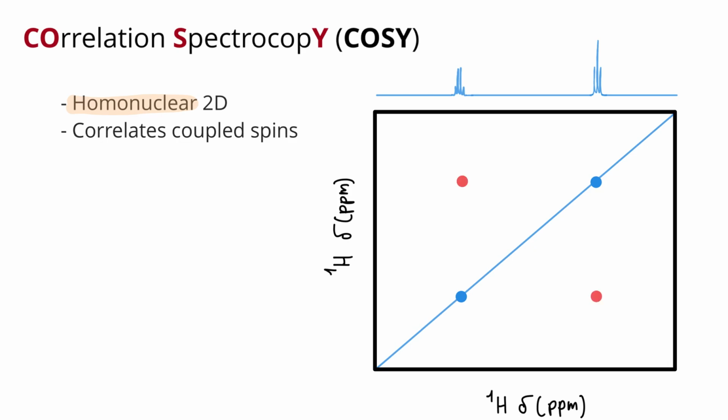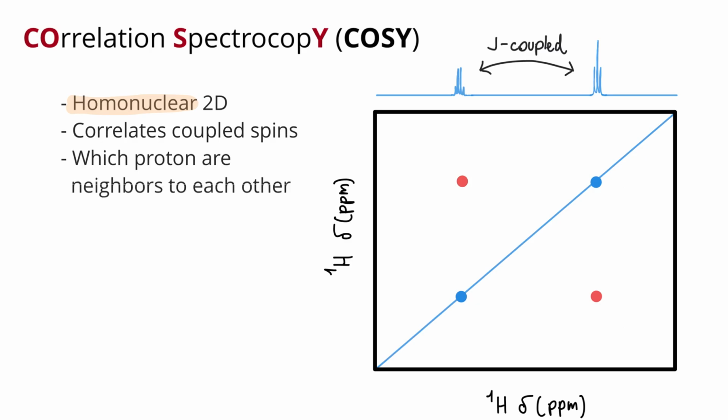A cross-peak indicates that the two nuclei at the given chemical shifts are coupled. Each coupling gives symmetrical cross-peaks on both sides of the diagonal. The spectrum provides an easy visual way to determine which protons are neighbors to each other. To be more precise, protons that are 2, 3 or sometimes even 4 bonds apart may show these cross-peaks.